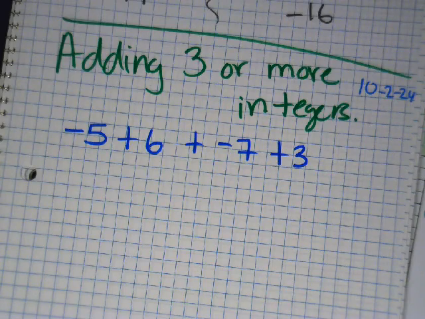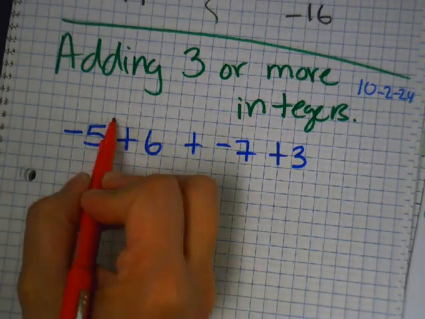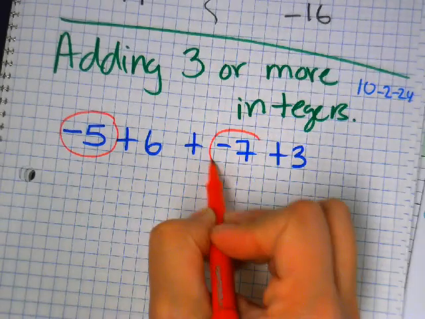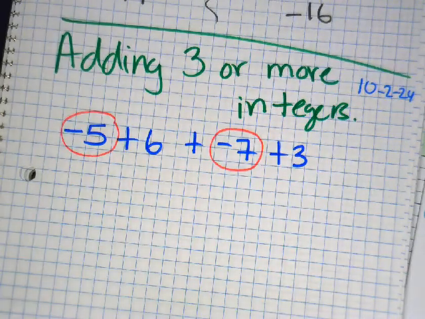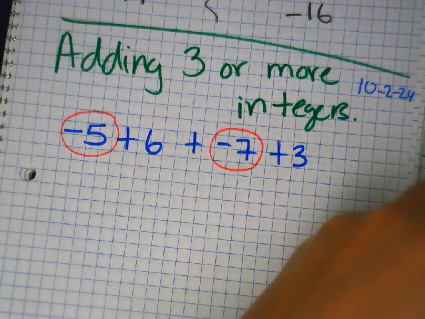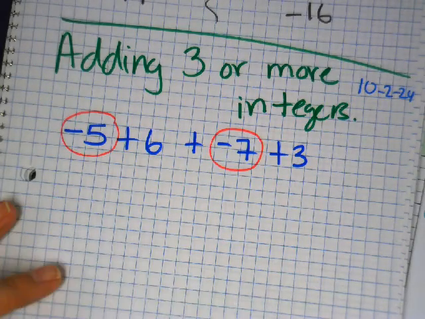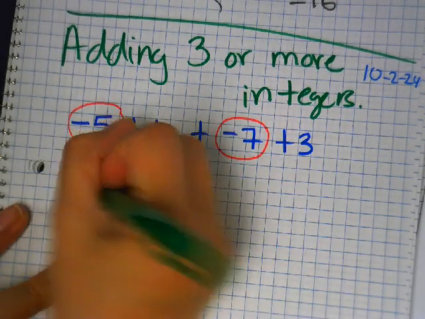You add all the ones that have the same signs. Yep. And after that you subtract. Yeah, very good. I like your strategy. So I'm going to circle my negative numbers. So these are my negative numbers. I'm going to add the ones that are negative.